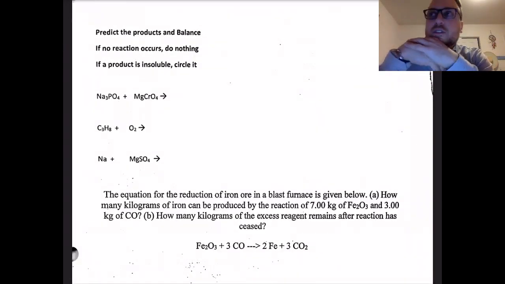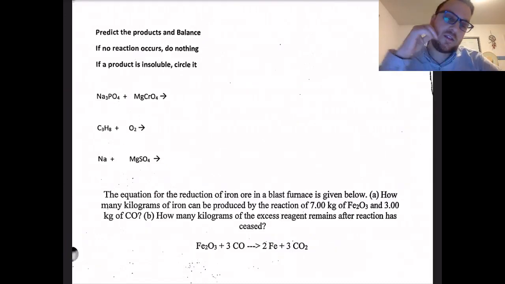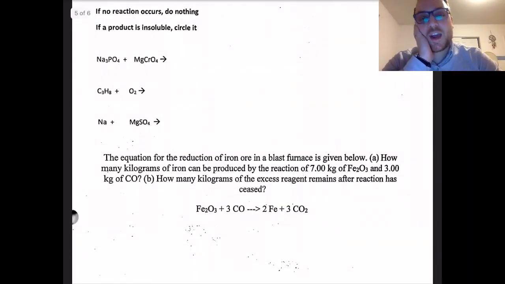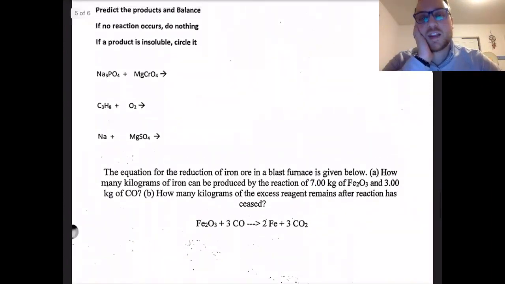Test tomorrow. Right now it's about 28 multiple choice and a handful of short answer questions. Some extremely short, 1 sentence, 1 number answer. Some of them are a bit longer, like the limiting reactants ones and stuff like that.